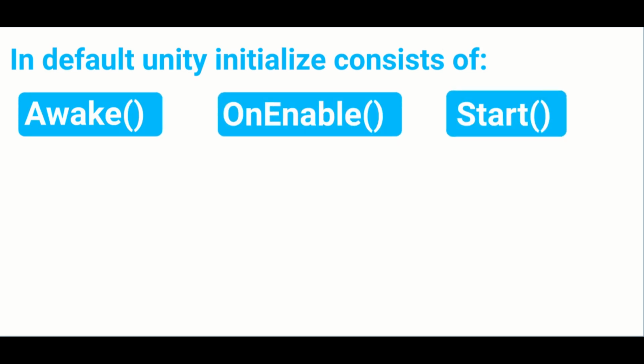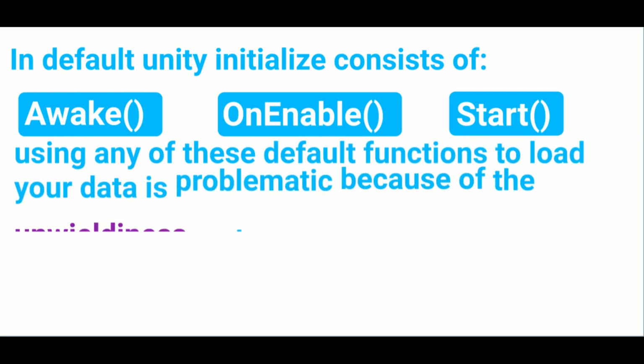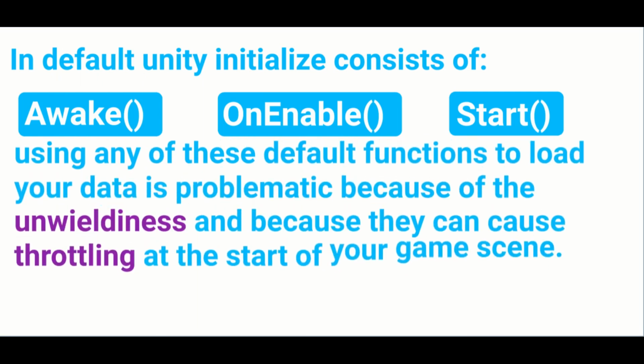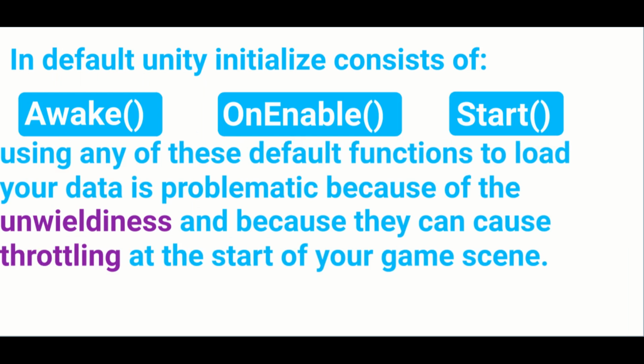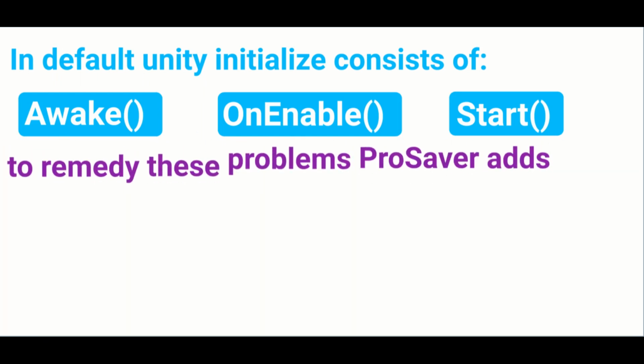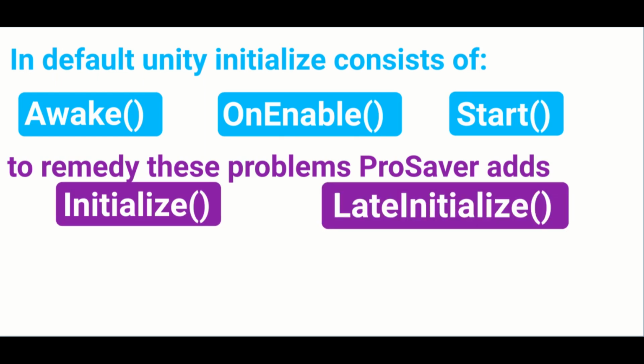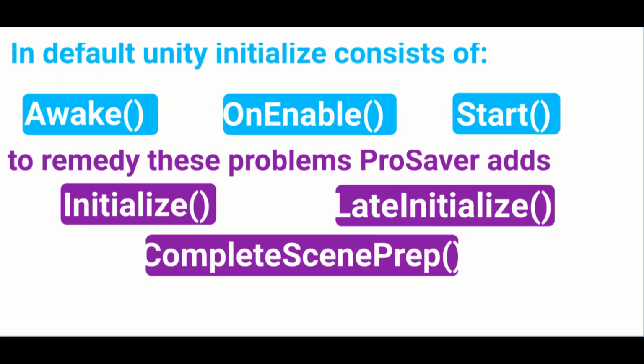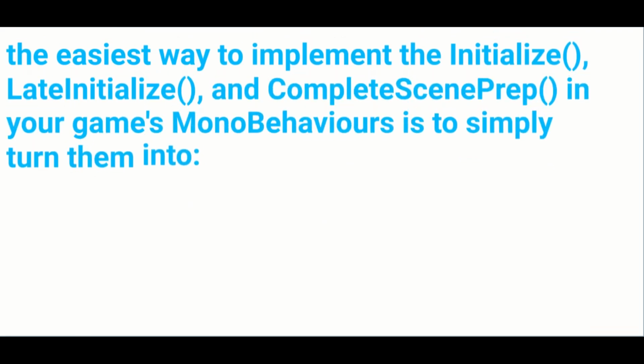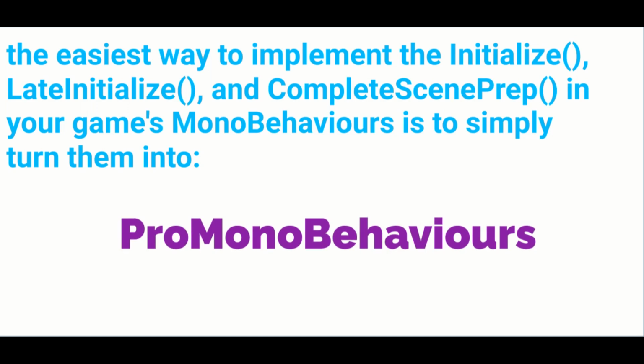In default Unity, initialize consists of the methods awake, onEnable, and start. As explained previously, using any of these default functions to load your game data is problematic because of their unwieldiness and because they can cause throttling at the start of your game scene. To remedy these problems, ProSaver adds the initialize, late initialize, and complete scene prep functions. The easiest way to implement the initialize, late initialize, and complete scene prep methods in your game's monobehaviors is to simply turn them into pro-monobehaviors.